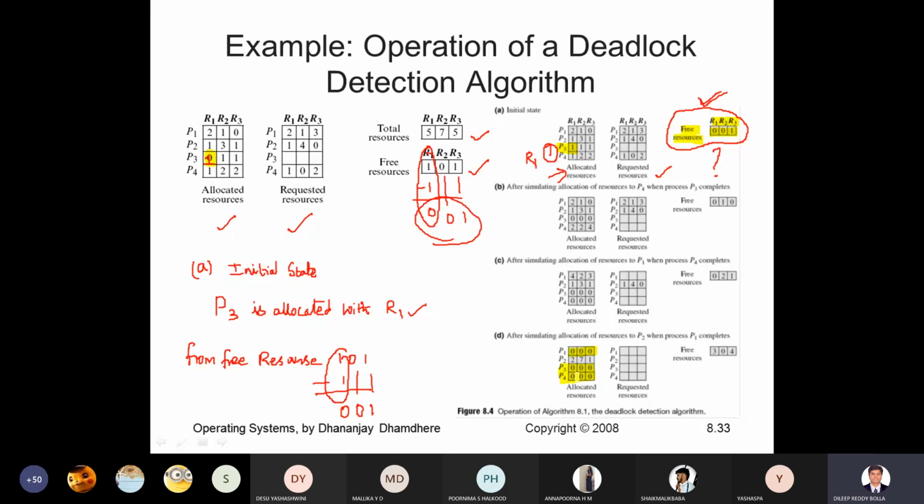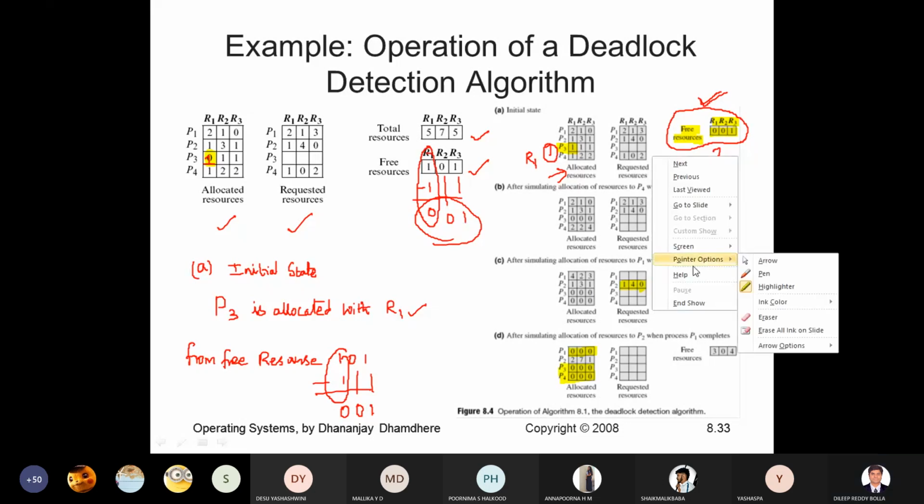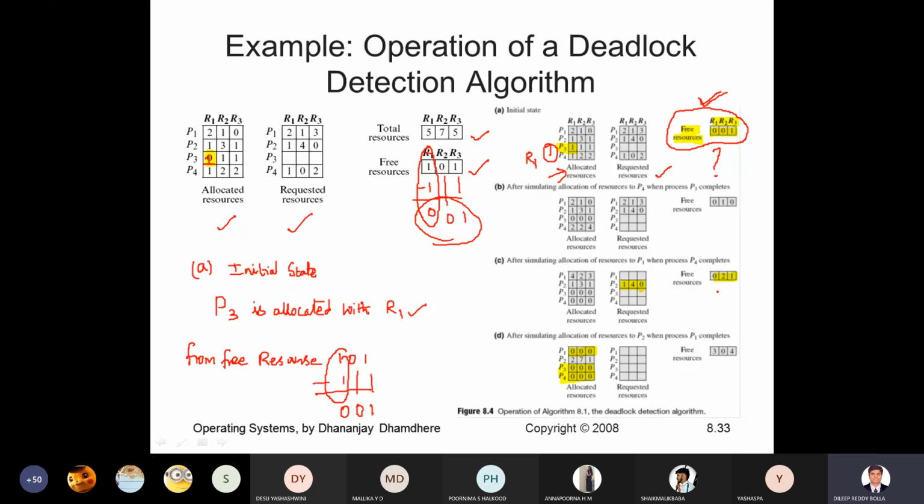Now, what is the availability? 1, 4, 0 is what is available. Now here, what is the availability? 0, 2, 1. So add that 0, 2, 1 with this 1, 4, 0, and that becomes 1, 6 and 1. So this was the free resource available now.